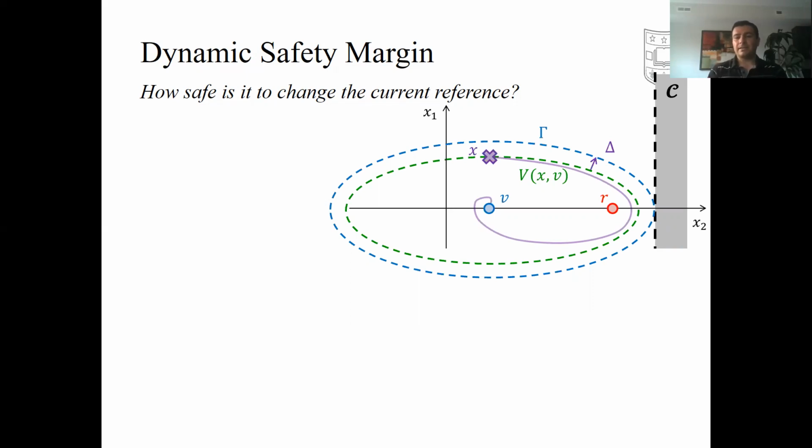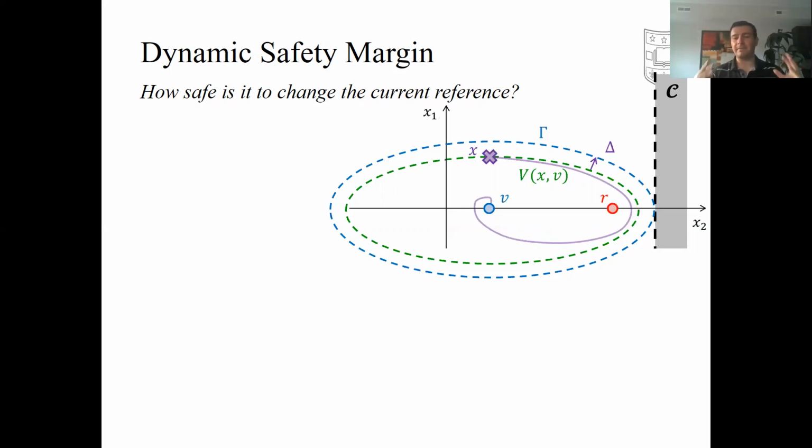Assume that this violet cross is the current state of the system, and the dashed green line is the corresponding Lyapunov level set. We know that the Lyapunov level set is an invariant set, so starting from the violet point, we will never exceed this Lyapunov level set. So here is the idea.